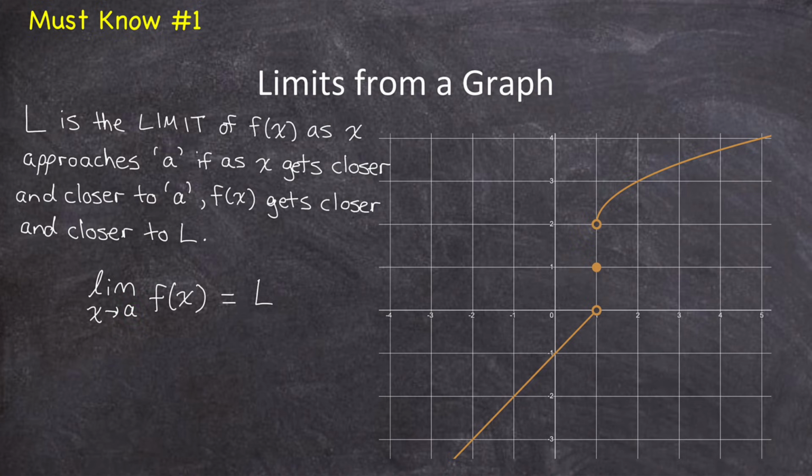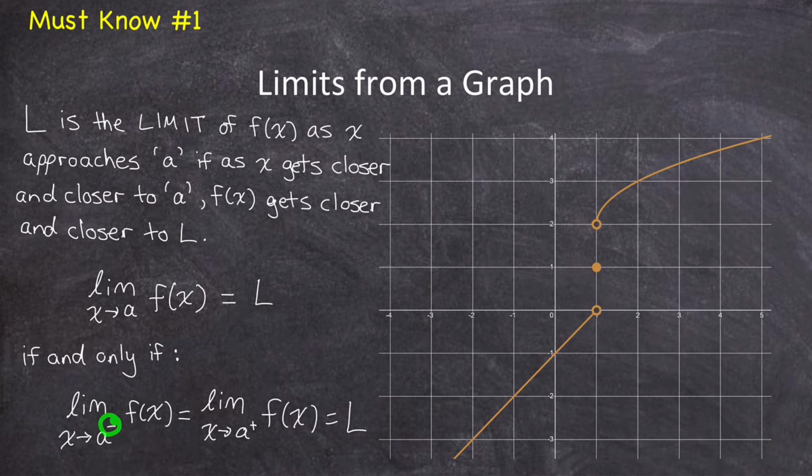And there's a notation for those one-sided limits, where this little minus sign means that x is approaching a from the left of a, and this little plus sign means x is approaching a from the right side of a. So if the y values of the function are approaching L as x approaches a from both the left and right side, then the overall limit of f at x as x approaches a is equal to L.